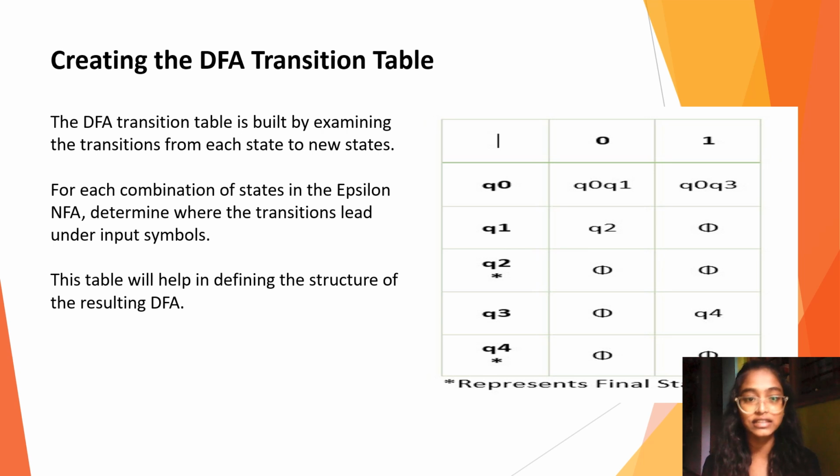Here we can see the transition table for the DFA from the above figure. We can see here the input states and the input symbols. Here we can see the states are Q0, Q1, Q2, Q3 and Q4. As we can see, Q0 is the initial state and Q2 and Q4 are the final states.